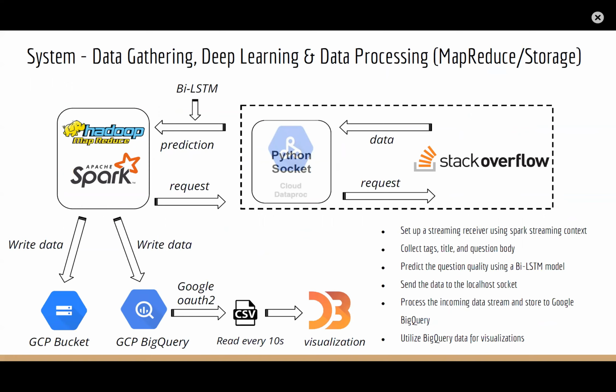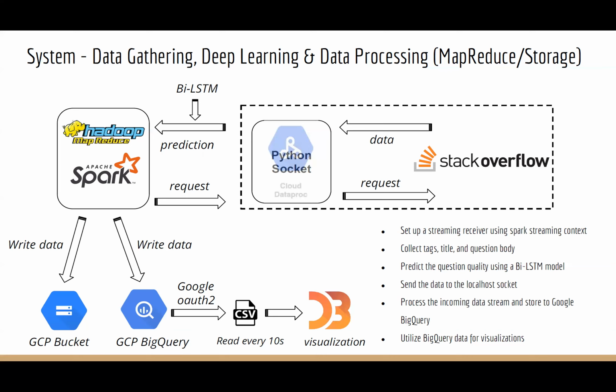So for the system we're using for the project, first, the Stack API requests data from Stack Exchange. Specifically, we're getting the question title and the question body from the latest questions on Stack Overflow. Then the Stack API sends the requested data to the Python socket, and the socket is deployed on GCP Dataproc. Within the socket, a bidirectional LSTM model trained on Kaggle's question quality dataset with 84% overall accuracy is used to make predictions of the question quality of the live data.